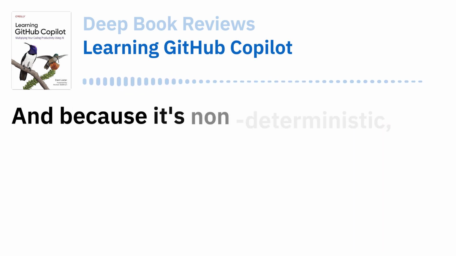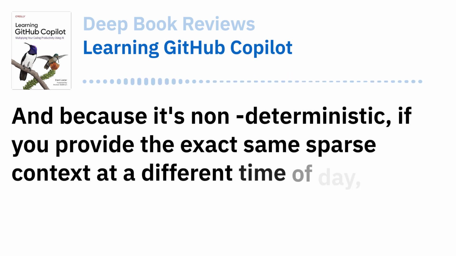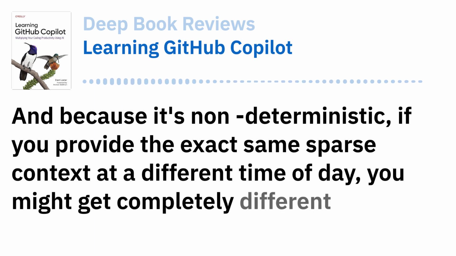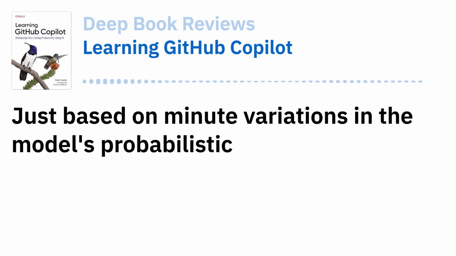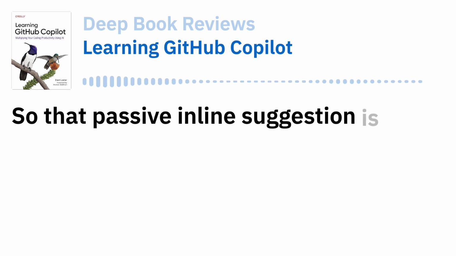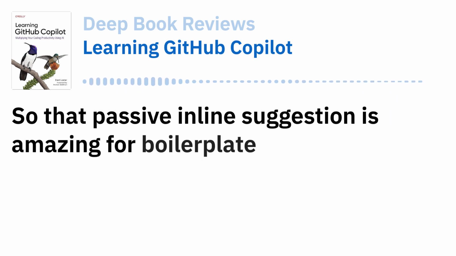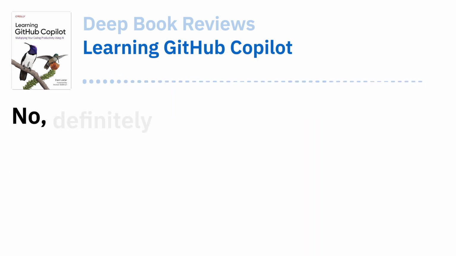And because it's non-deterministic, if you provide the exact same sparse context at a different time of day, you might get completely different suggestions. Just based on minute variations in the model's probabilistic generation. Exactly. Okay, so that passive inline suggestion is amazing for boilerplate stuff, but it obviously can't read your mind for complex logic. No, definitely not.